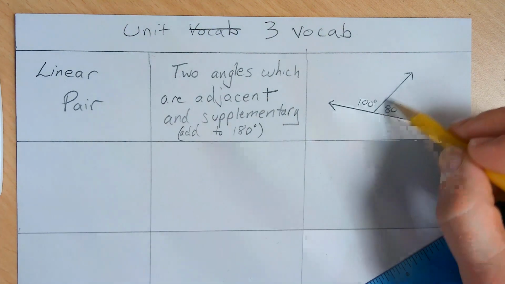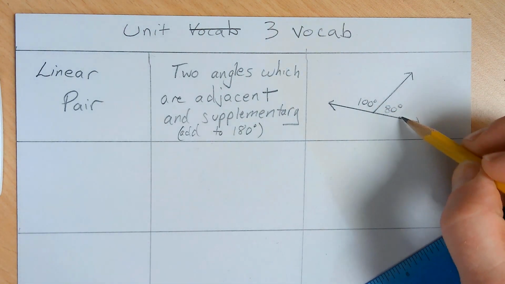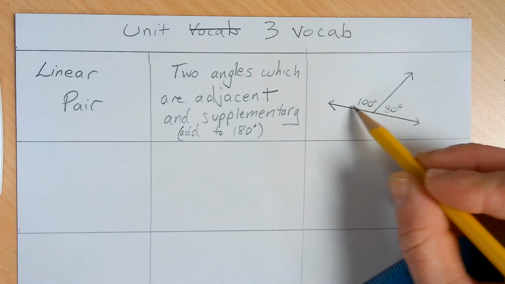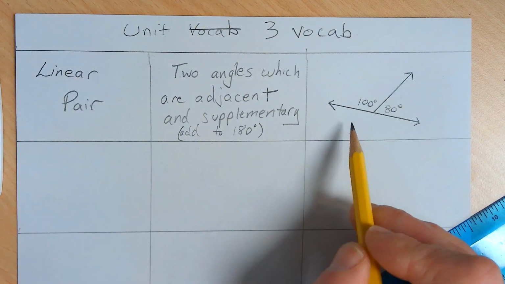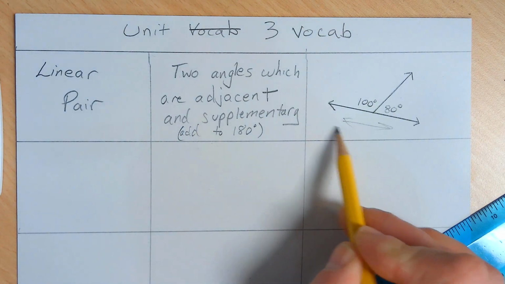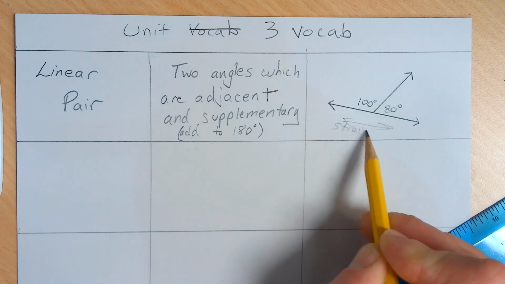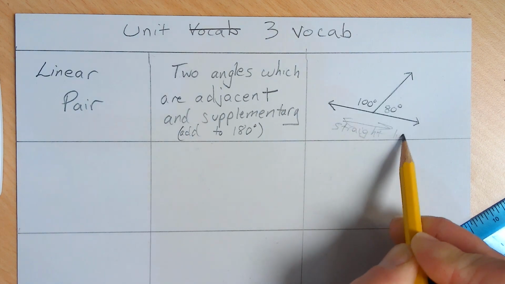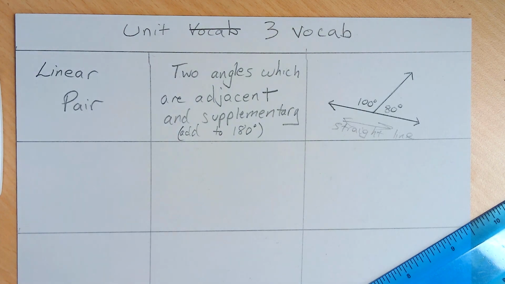Adjacent, of course, means they share a ray. So this first angle goes from here to here, and the second angle goes from there to there, and they make a straight line on their other rays. Right.